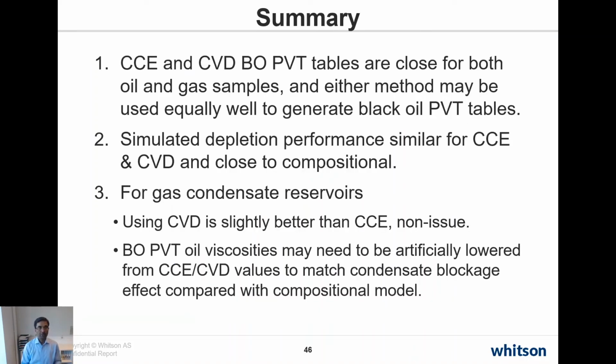So our recommendation is to use a CCE experiment for both oil and gas reservoirs. CCE and CVD black oil tables are quite close for both oil and gas samples, and either method can be used equally to generate black oil PVT tables. And as we have seen, the simulated performance is similar for CCE and CVD in all cases and close to compositional.